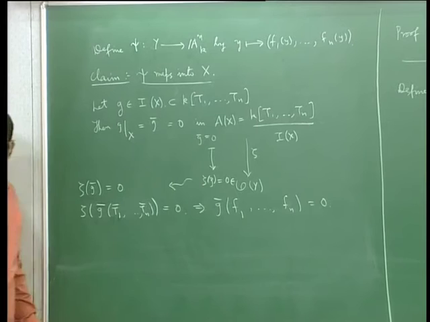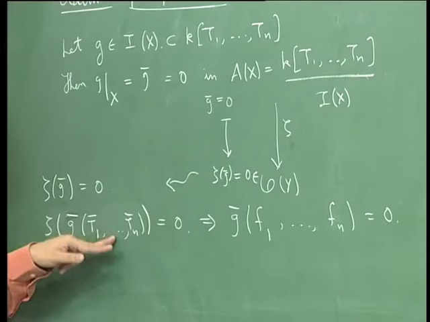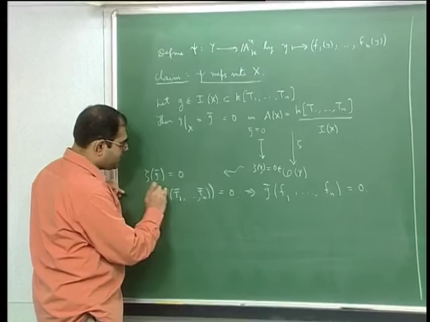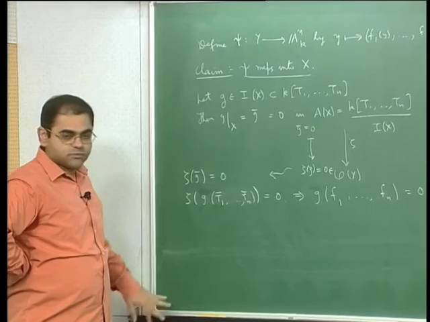You see, zeta takes t1 bar to f1, okay, and it takes ti bar to fi. Then it will take a polynomial in the ti bars to the corresponding polynomial in the fi's, okay. Maybe I should just remove this bar because the bar is already inside. G bar is G of this, just the image of G, okay. I'll remove this bar, that's superfluous, okay.